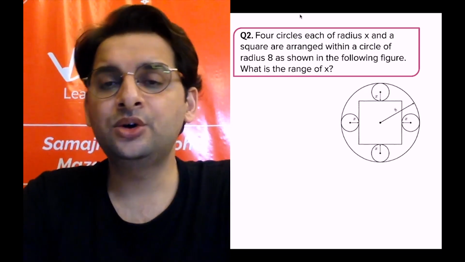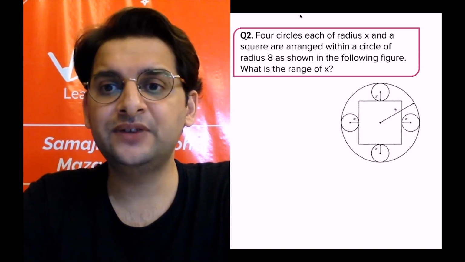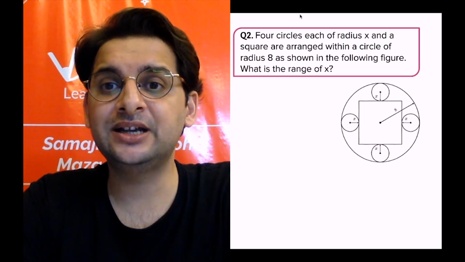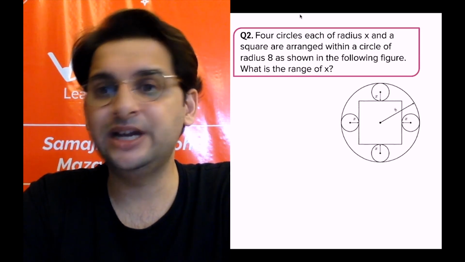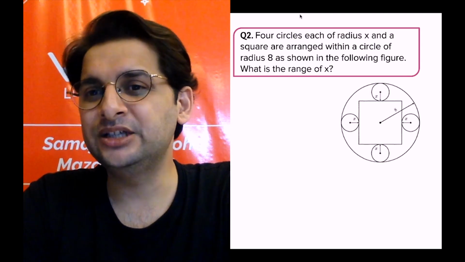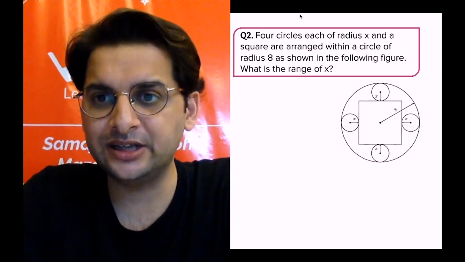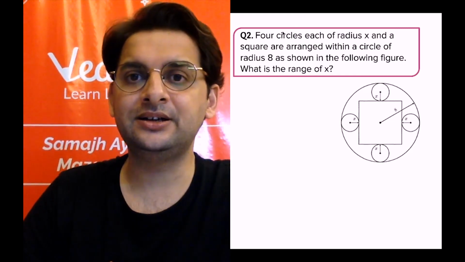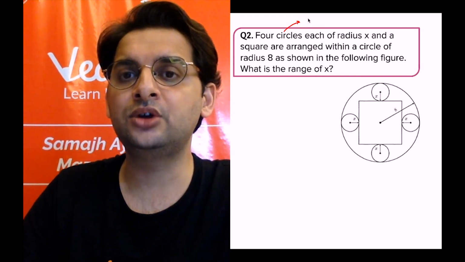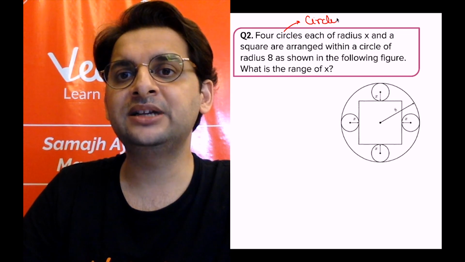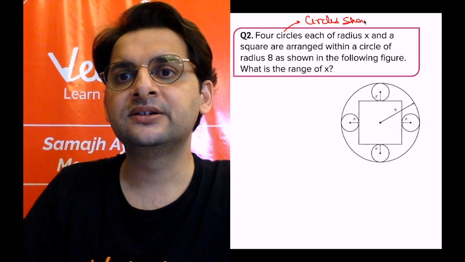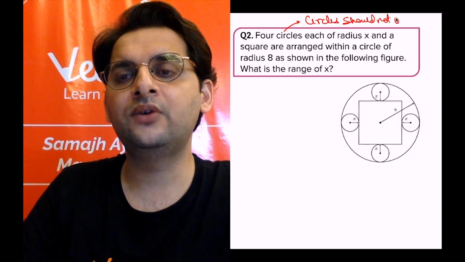Alright, so there are four circles, each of radius x, and a square which are arranged within a circle of radius 8 as shown. Find the range of x. That is, we need to find the maximum value and the minimum value of x. And it is obvious that the circles should not overlap. The assumption is circles should not overlap.